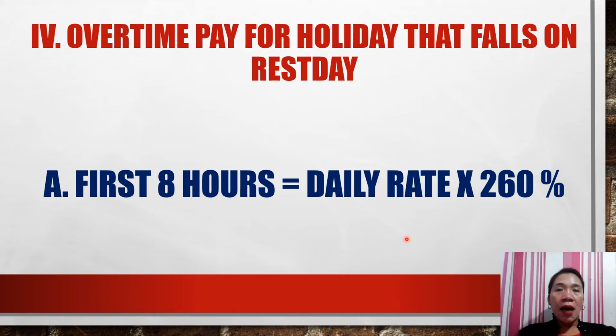This is if work falls on a holiday that is also a rest day. For example, the holiday is a Sunday, and the employee needs to report even though it is Sunday, a rest day. So, again, it's a rest day and a holiday. This is the computation of the first 8 hours: on a rest day and holiday, daily rate times 260%. I will give you an example.